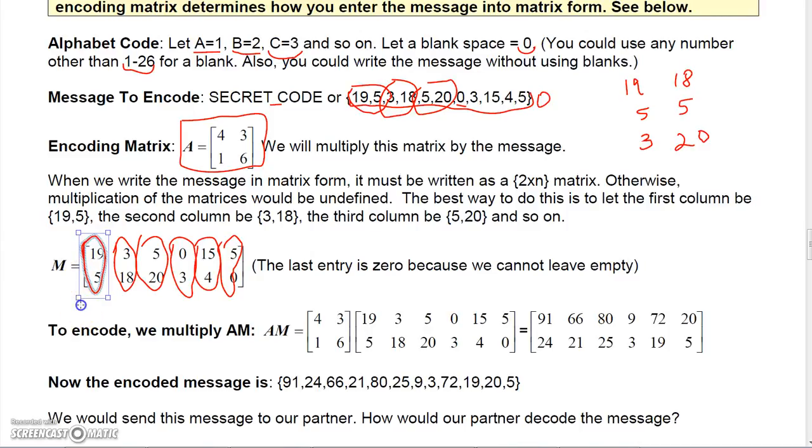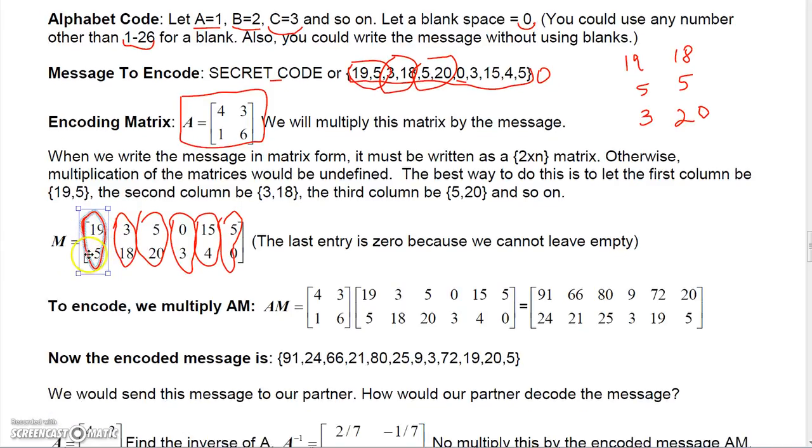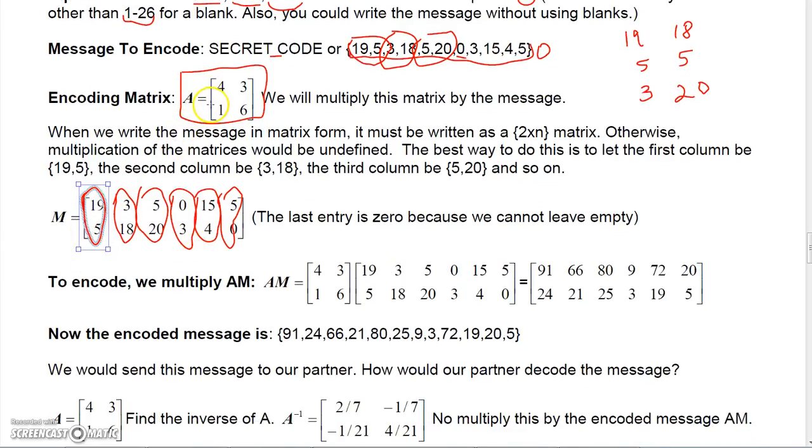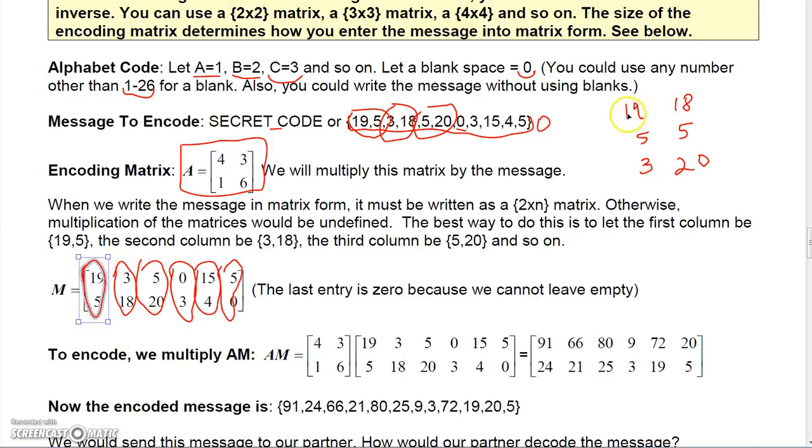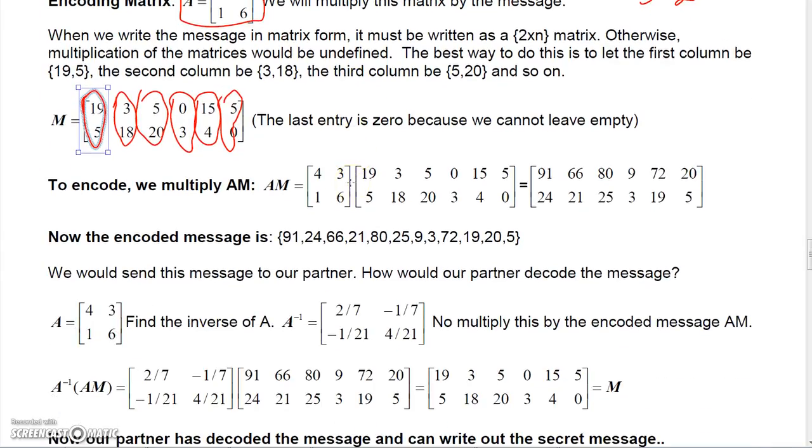It's got to be a 2 by something, because we're going to actually multiply this matrix times the message matrix to scramble the message. And so if you're using a 2 by 2 encoding matrix, this has to be a 2 by something. But if you're using a 3 by 3, then this message matrix has to be a 3 by something matrix. So you have to be aware of that.